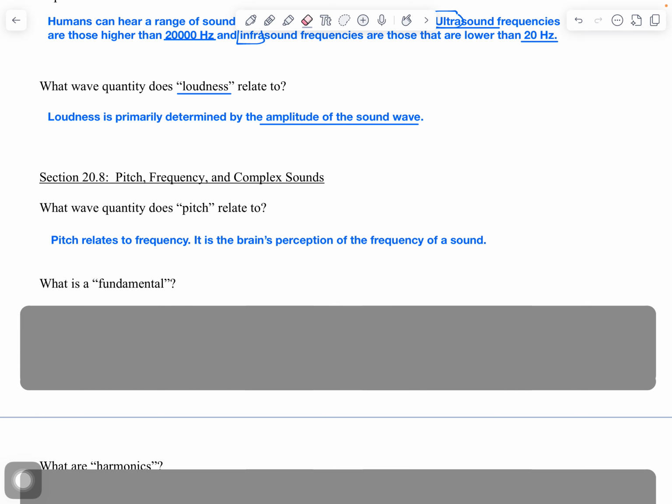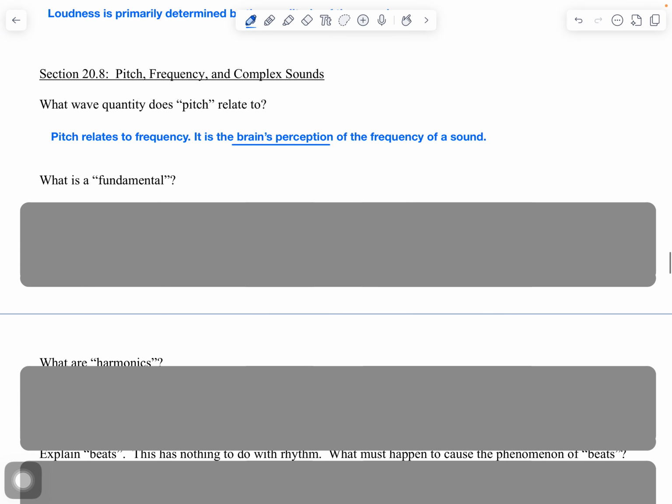relates to frequency, okay? Frequency is what we measure. Think of it that way. Frequency is a measurable thing. It is the number of cycles divided by the time it's been oscillating. Pitch, however, is what your brain perceives to be the frequency of that sound. So, for instance, a music teacher might refer to the pitch of somebody singing, right? Whereas a physics teacher would refer to the frequency of what is being measured. What is a fundamental?